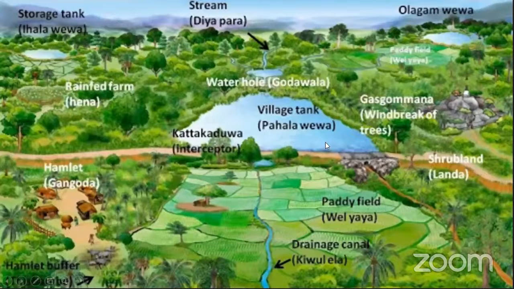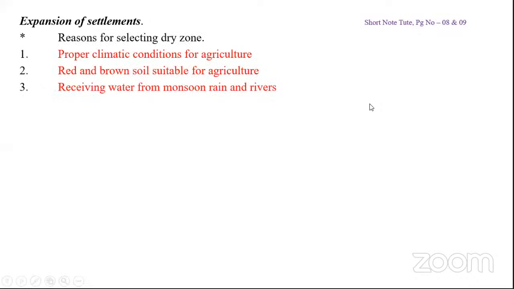So then we'll move on to the next one: expansion of settlements. Reasons for selecting the dry zone. After coming into the agricultural age, why did they select the dry zone? These are the three reasons. Proper climatic conditions for agriculture. Proper climatic conditions are needed for agriculture, and that is found in the dry zone. You can't find proper climatic conditions for agriculture in the wet zone, like here, Colombo, that area.